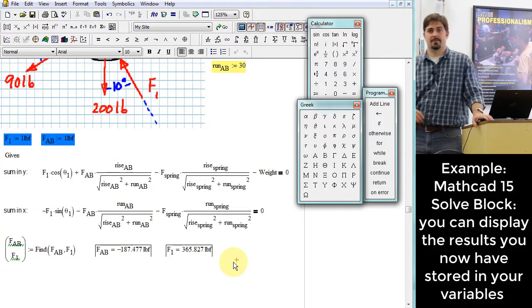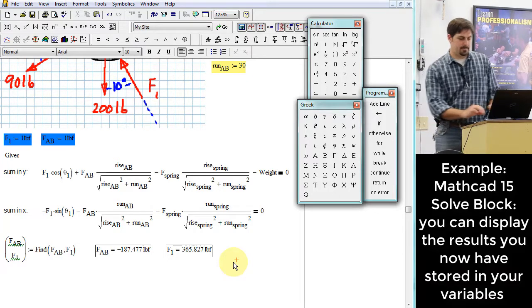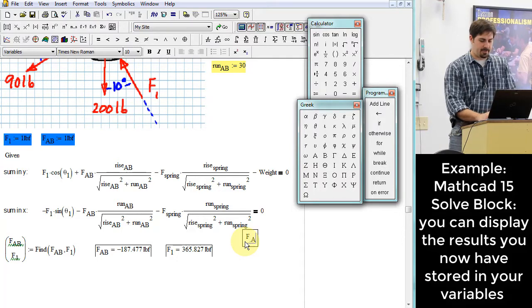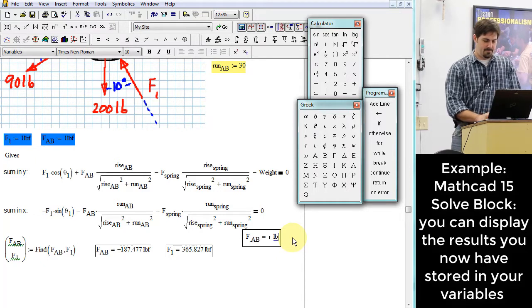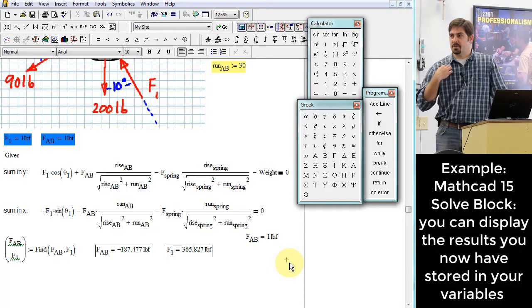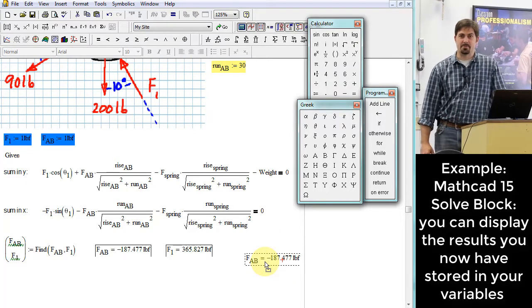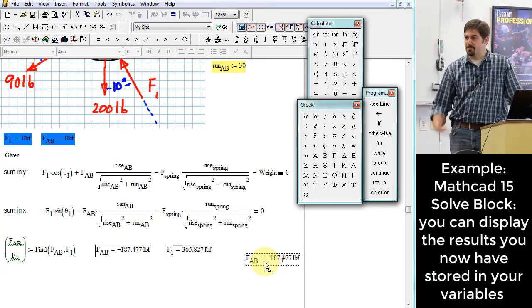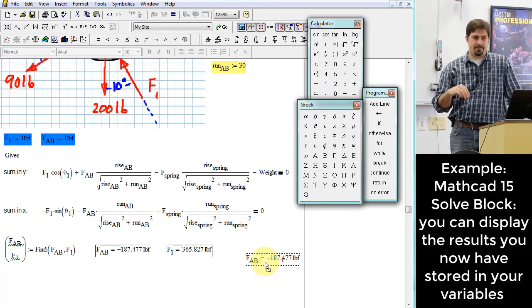Yes, sir. What happens if you call F1 or FAB before you reassign it? If you call it before you reassign it, like if you go up here and you say FAB equals like this, it hasn't been reassigned yet, right? Whereas if I put this below or to the right, it has been reassigned. So this emphasizes the point again that where you put things on your page matters.